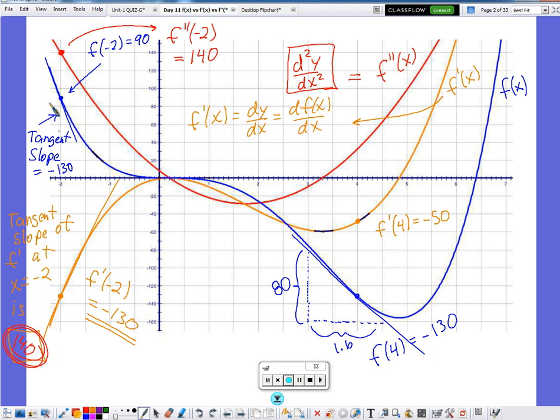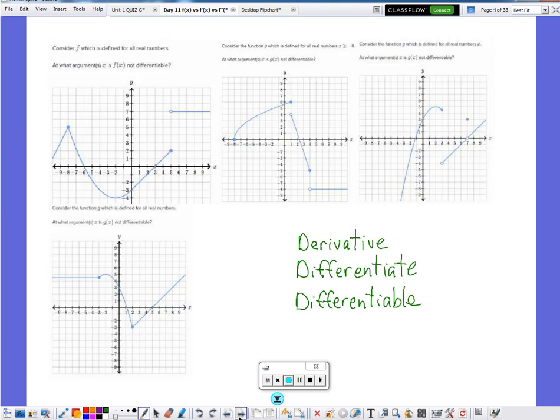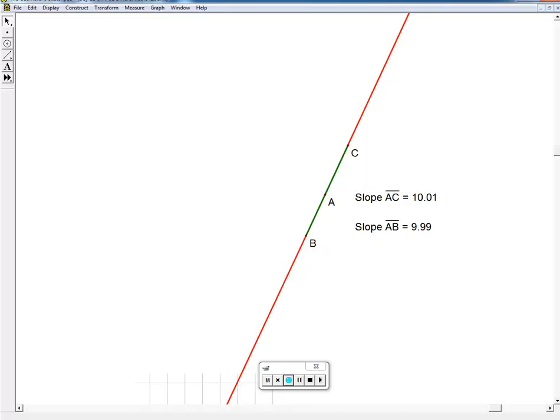Okay, counter example. Look right here at x equal -8. It's on your graph as well. If I want to find the tangent slope of that point, so this is the graph of f, I'd like to find the tangent slope right there. Going back to this one, okay?